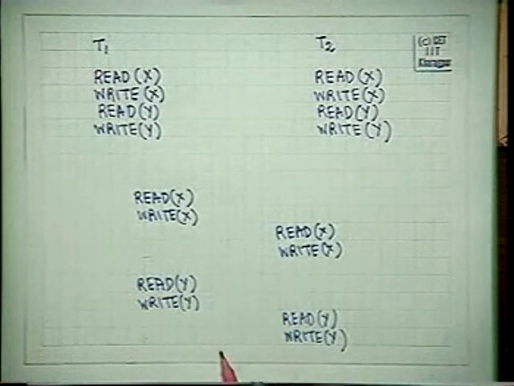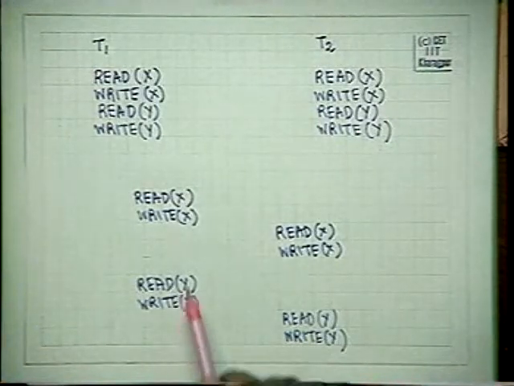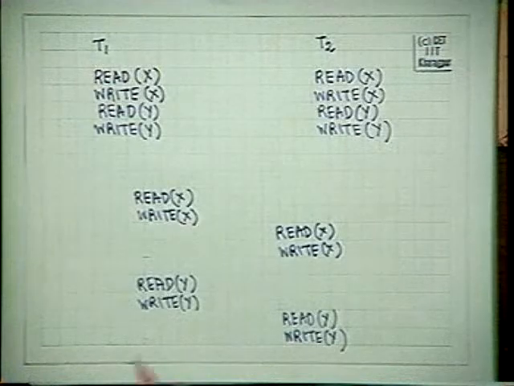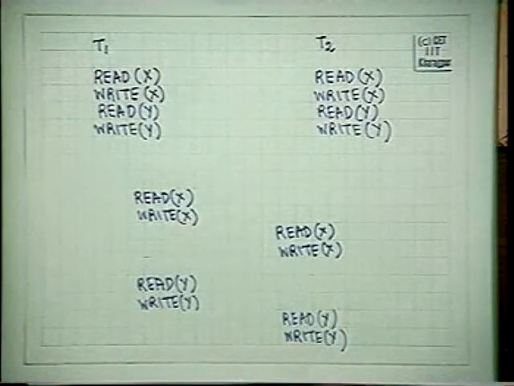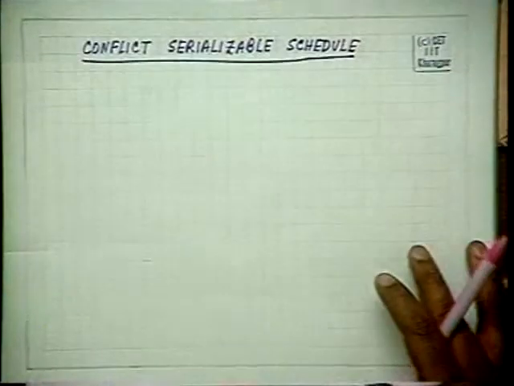So, once we are allowed to do that, we will reach a serial schedule from a concurrent schedule. So, the idea behind conflict serializability is to detect whether you can transform a concurrent schedule to a serial schedule by a set of non-conflicting swap operations.